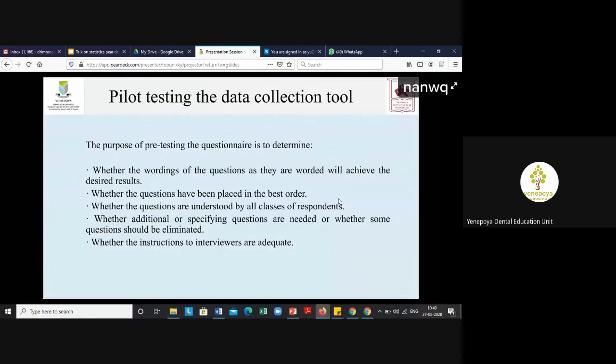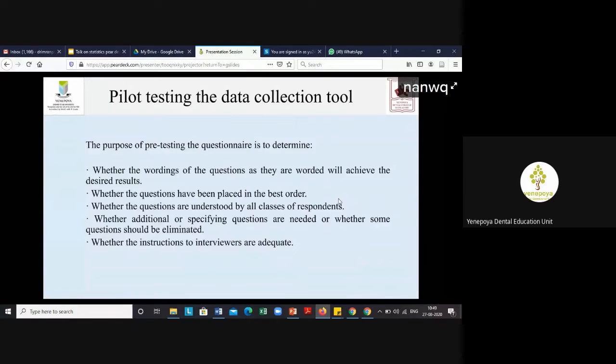Whether additional or specifying questions are needed, or whether some questions should be eliminated. When you do the pilot testing, you will come to know whether you have to junk all the questions you have made and go back to the drawing board, or whether you need to do small tweaking. That you will come to know by doing a pilot test. And whether the instructions to the interviewers are adequate, that also you will come to know, whether the instructions have been given properly to them or not.